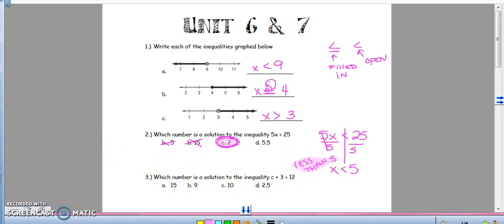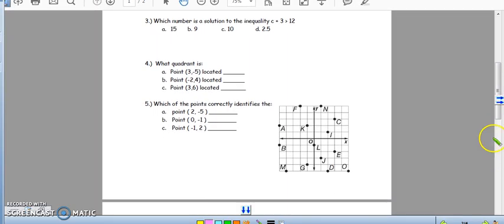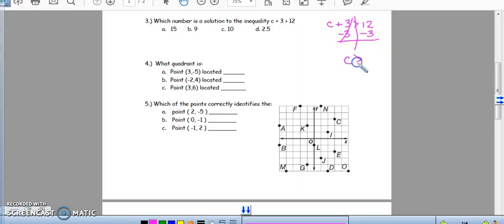All right, let's move on to number 3. We're going to do the same thing. c plus 3 is greater than 12. Draw my line. How do I get rid of a plus 3? I'm going to subtract 3 from both sides. So c is greater than 12 minus 3, which is 9. So I am looking for an answer where it is greater than 9. Why am I choosing greater than? Because it's doing what? It's eating the letter.